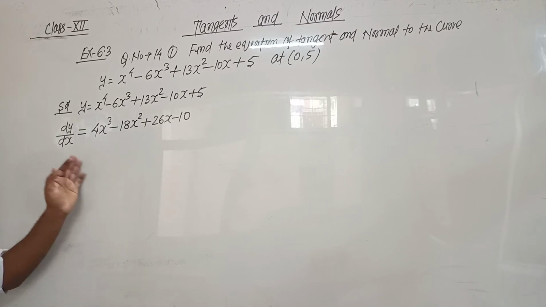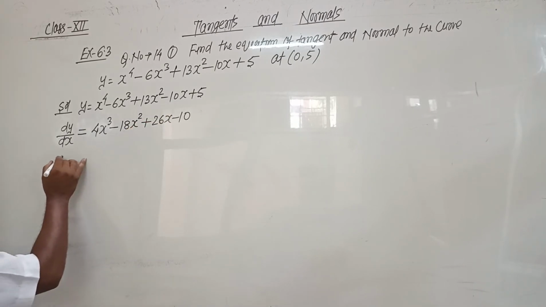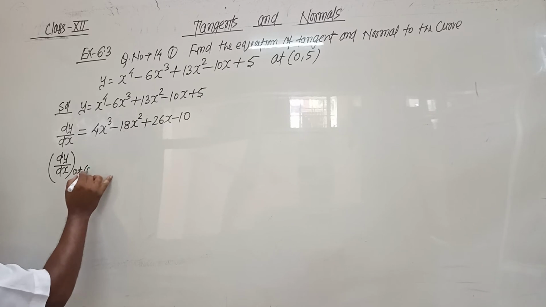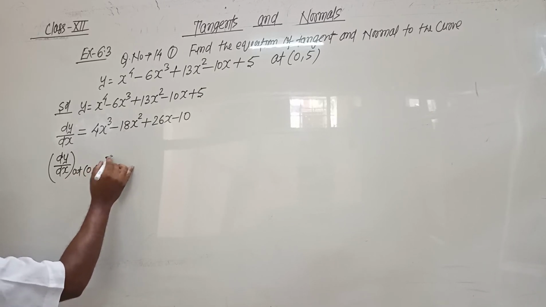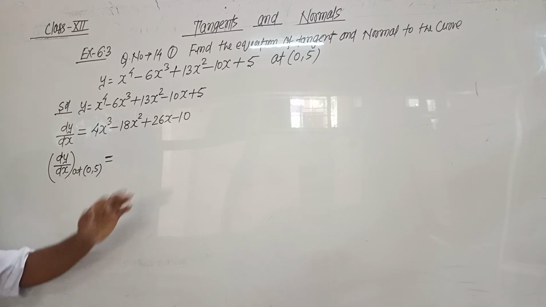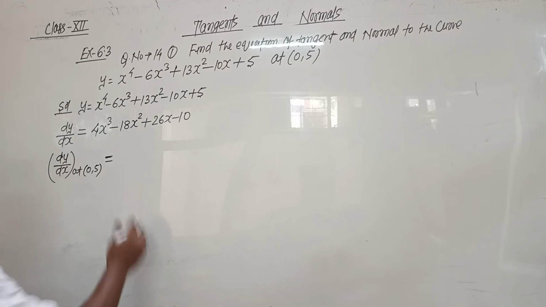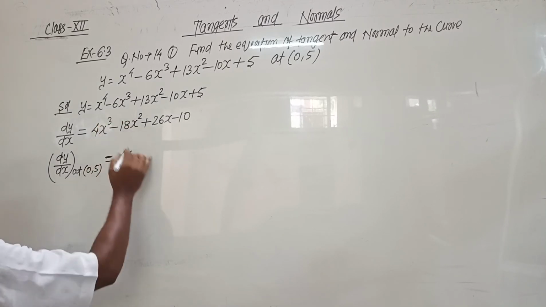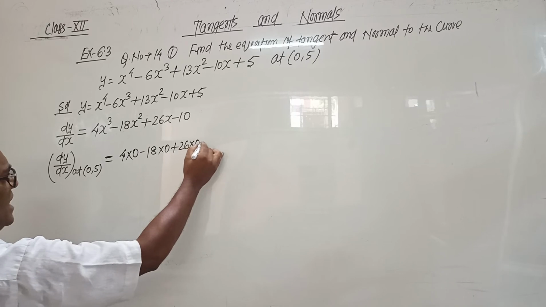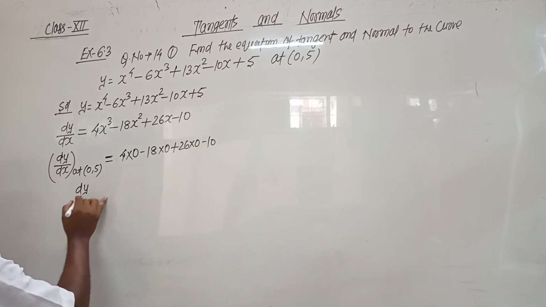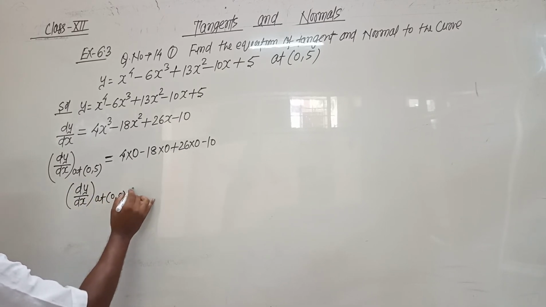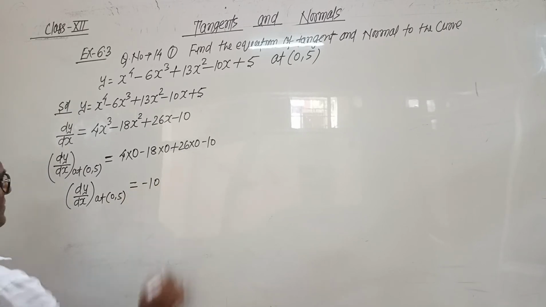Then we find the dy by dx at the indicated point, means dy by dx at point 0, 5. At the place of x we use 0 and at the place of y we have to use 5, but there is no term containing y. So 4 into x cube means 0, 18 into 0 plus 26 into 0 and minus 10. So we get the slope at the indicated point, dy by dx at 0, 5, comes to be minus 10.